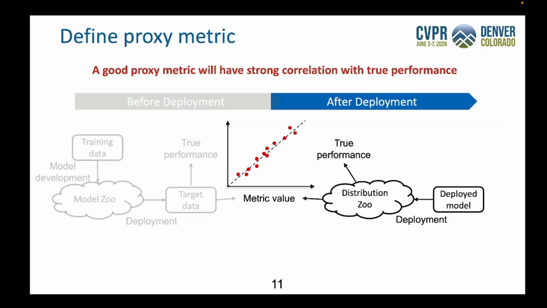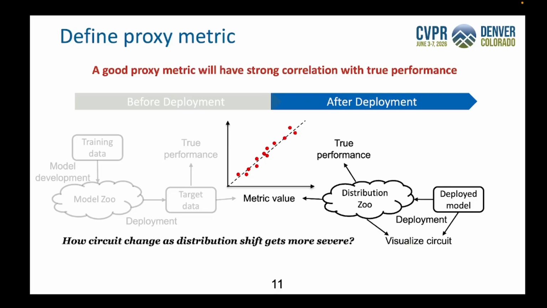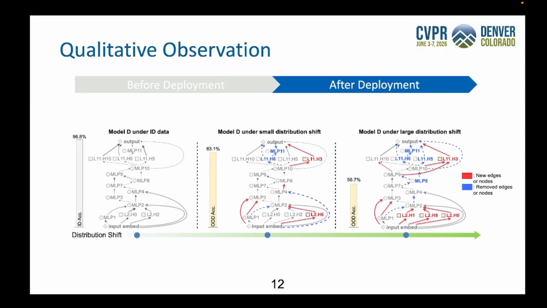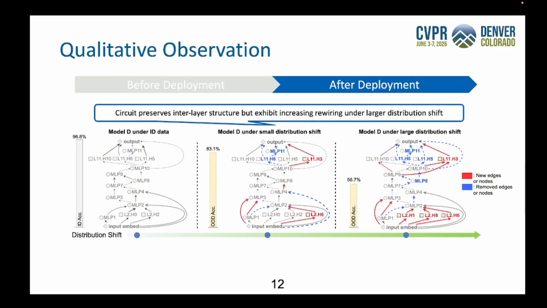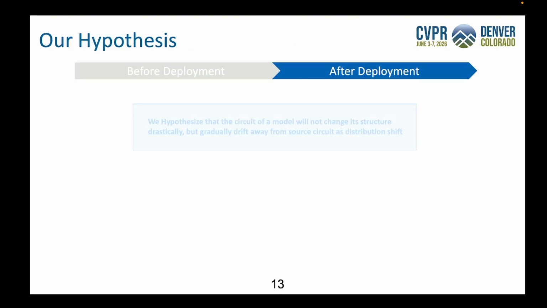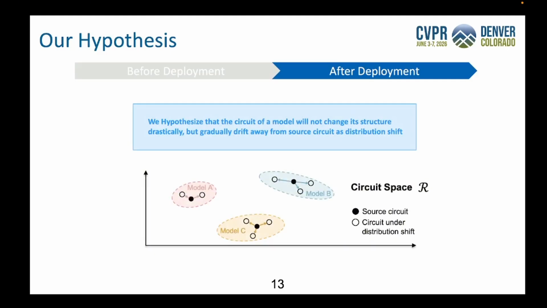For the after-deployment scenario, we test the deployed model on a distribution zoo, where we also begin by visualizing circuits with the question, how do circuits change as the distribution shift gets more severe? We extract circuits on a model under the source distribution and increasing distribution shifts. We observe that the overall structure doesn't change much, but it exhibits increasing rewiring on the larger distribution shift. To explain this phenomenon, we hypothesize that the circuit of a model will not change its structure drastically, but gradually drift away from the source circuit.